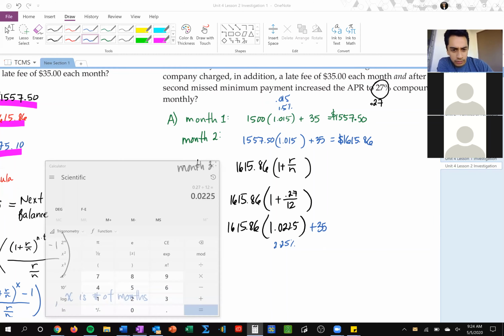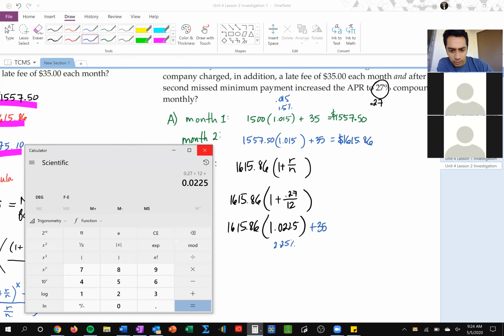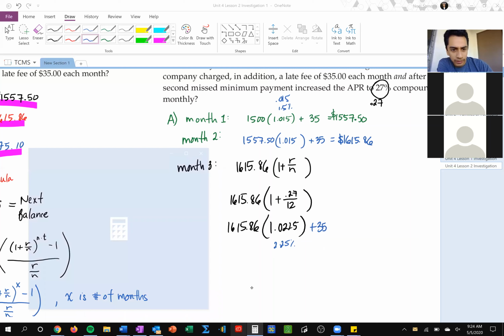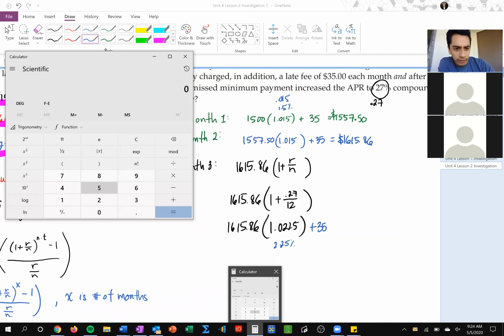And so now let's see what that final value after the third month is going to be in terms of the amount that you owe. So you have 1615.86 times 1.0225. That would be how much you owe just in terms of the interest rate, but then you have to add your fee. So after 3 months, where they've moved your penalty APR up, 1687.22.